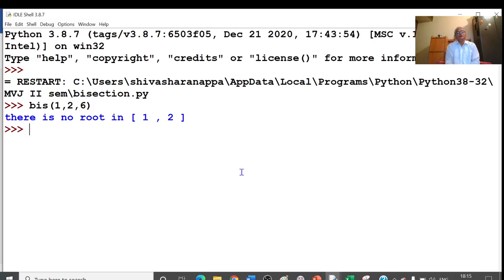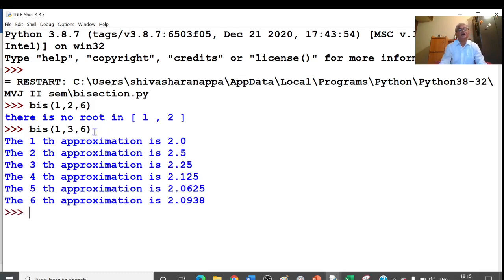There is no root in 1 comma 2. Okay, let me try 1 comma 3, and again I will take 6 itself. Yeah, there is a root between 1 and 3. It is 2.0 something. Okay. Thank you. I will stop here.